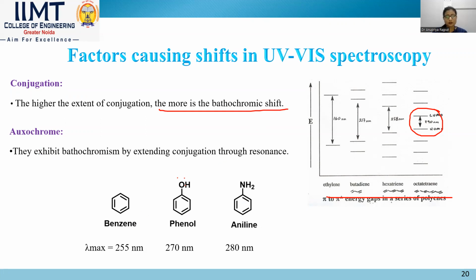Here, in phenol, the lone pair of oxygen takes part in the resonance and increases the lambda max. Similarly, the lone pair of nitrogen takes part in the resonance and increases the lambda max. And so the auxochromes show the bathochromic shift.